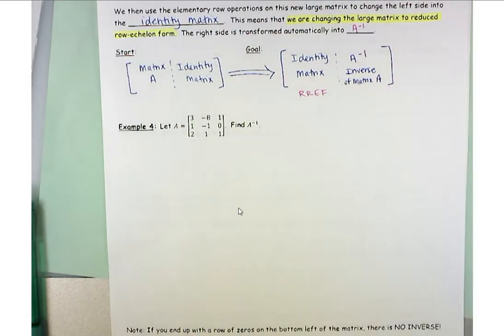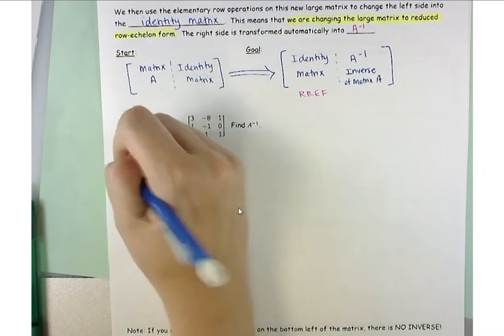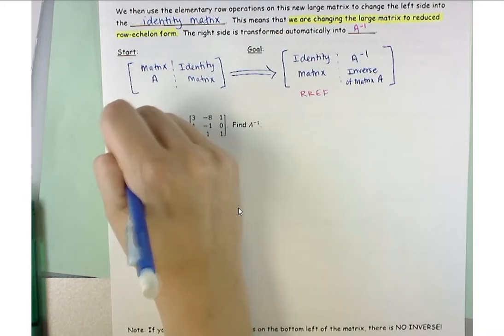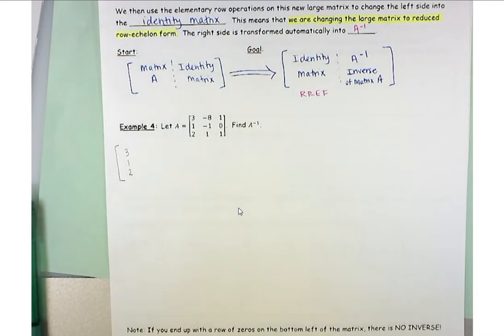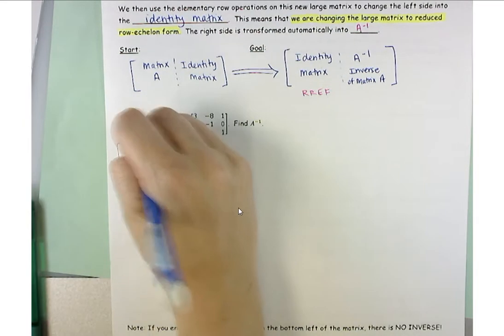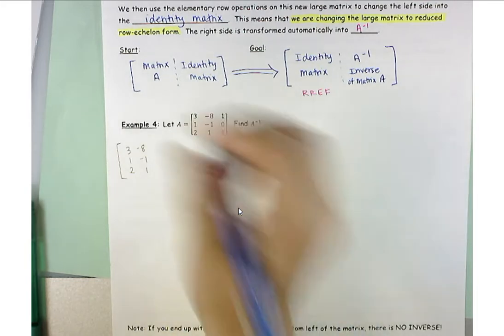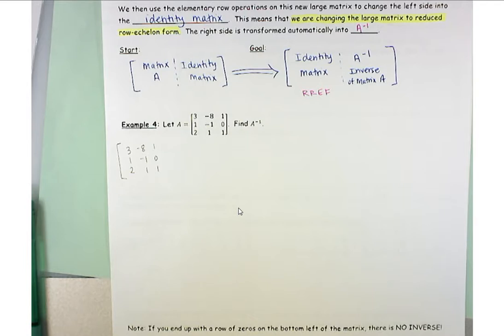Okay, so for example 4, you're given the matrix A. You have to find the A inverse. So the first thing we're going to do is create the matrix that has matrix A on the left side, so 3, 1, 2, negative 8, negative 1, 1, 1, 0, 1. And then we're going to put the identity matrix right next to it.